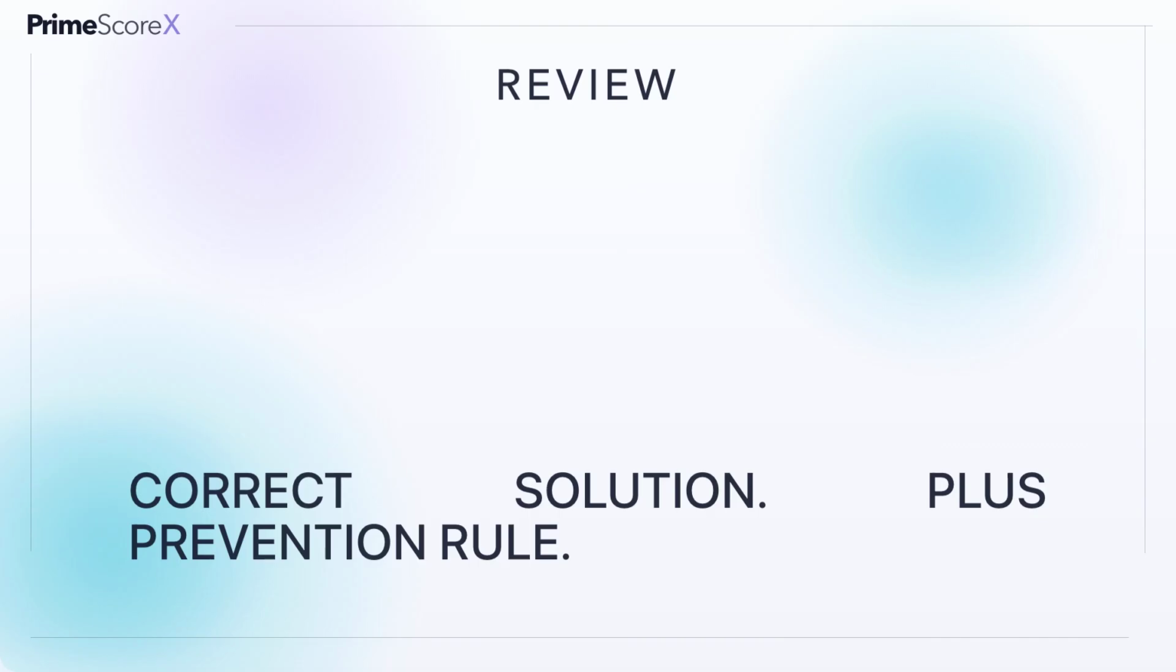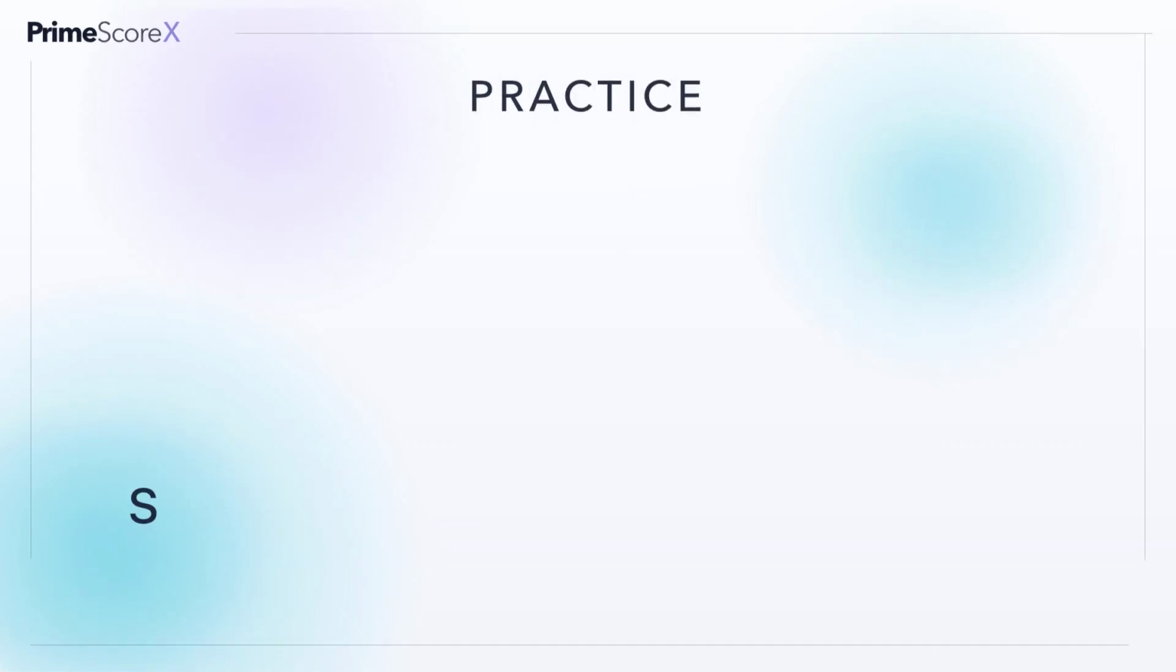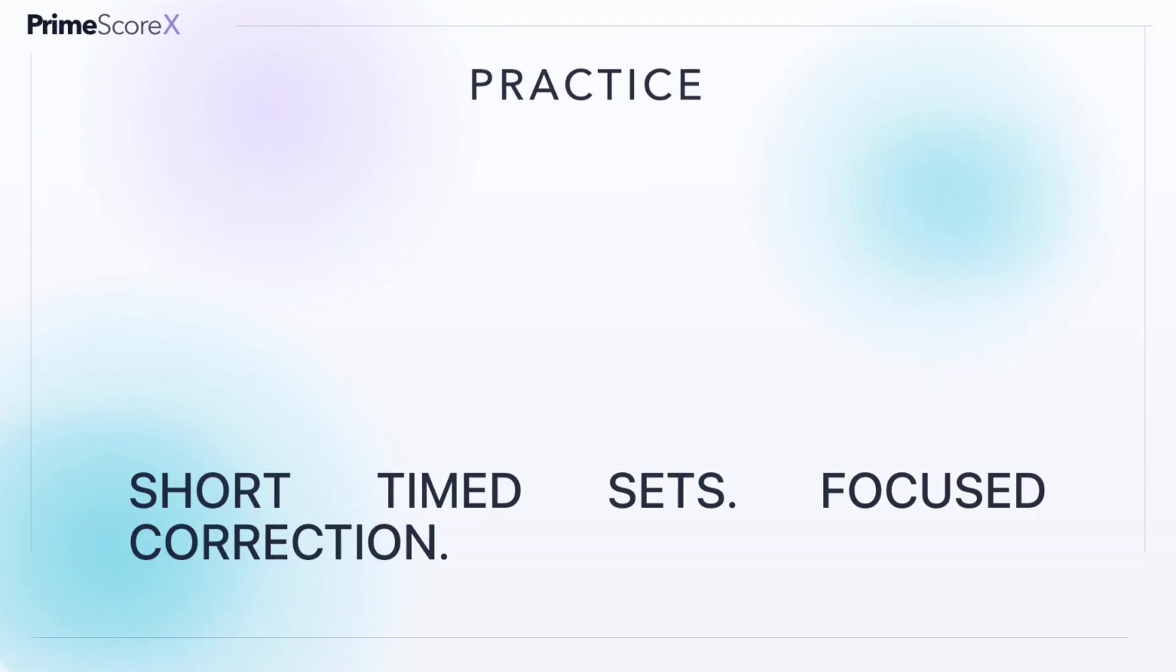After each missed question, write 2 things. First, write the correct solution path in a clean line. Second, write one prevention rule. For example, convert units before solving, underline the final target, keep negative signs visible, or estimate before using the calculator. This turns a mistake into a practical strategy.